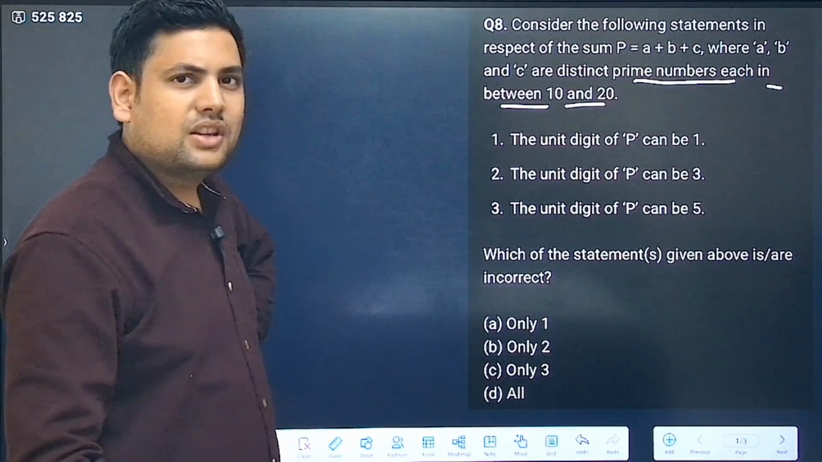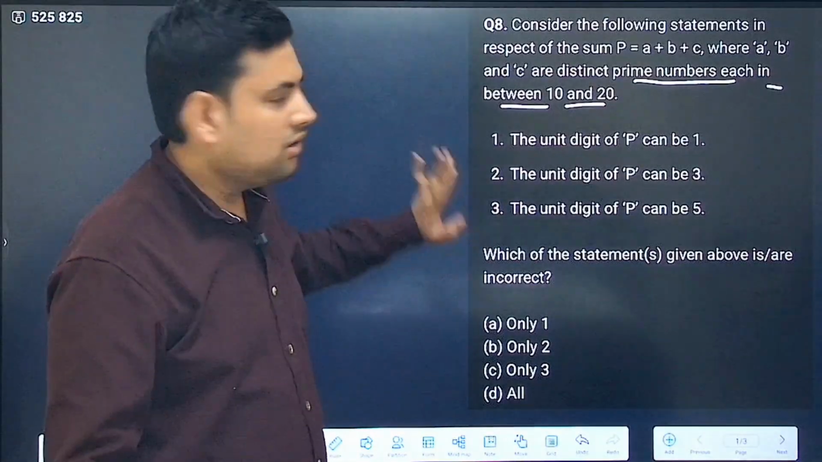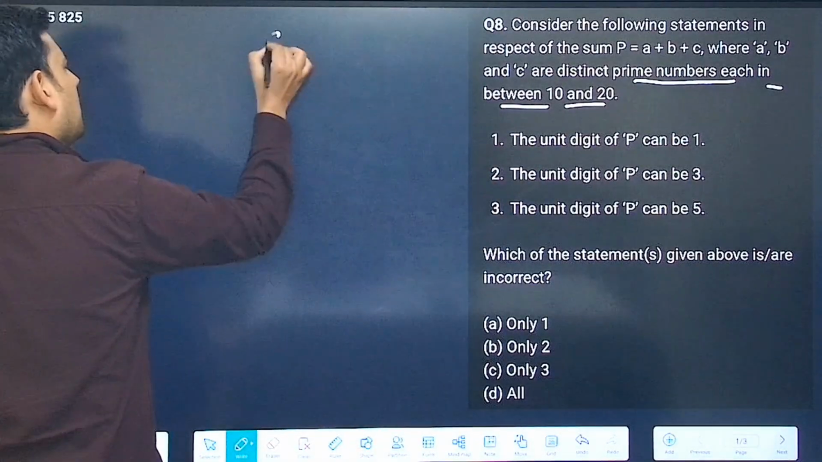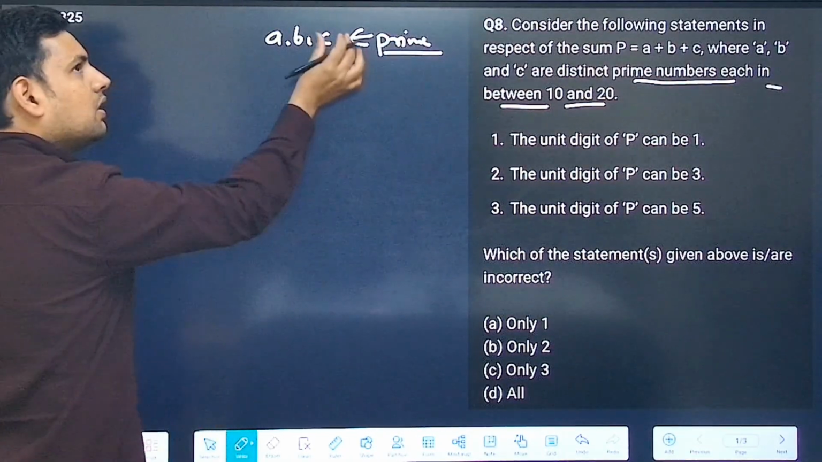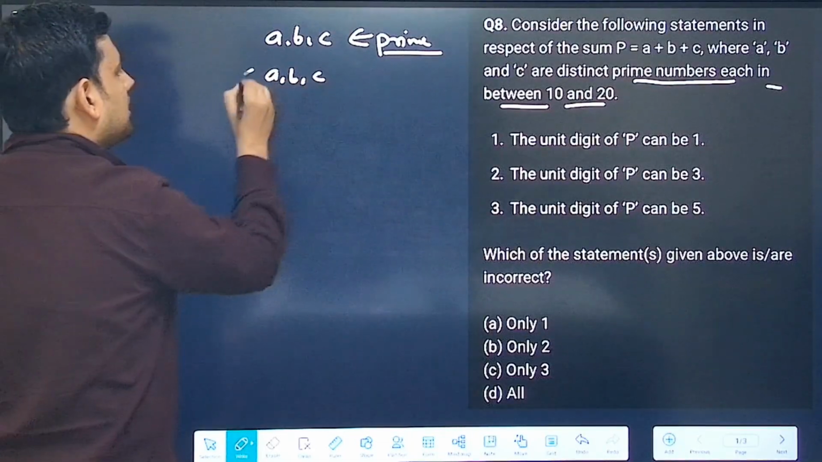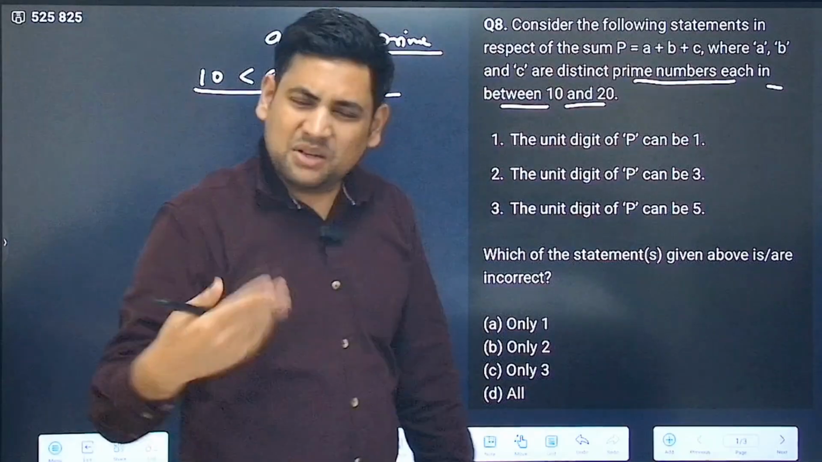Now when you see this question, pause and try. For people who are doing it directly with the video, pause and try. P is equal to a plus b plus c. Essentially all these three belong to prime numbers. Also a, b, c are greater than 10 and less than 20, correct? So what are the possible values?